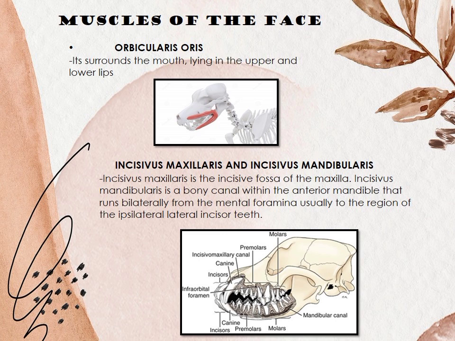The first one is orbicularis oris. It surrounds the mouth, lying in the upper and lower lips. Incisivus maxillaris and incisivus mandibularis. The incisivus maxillaris is the incisive fossa of the maxilla, while incisivus mandibularis is the bony canal within the anterior mandible that runs bilaterally from the mental foramina, usually to the region of the ipsilateral lateral incisor teeth.